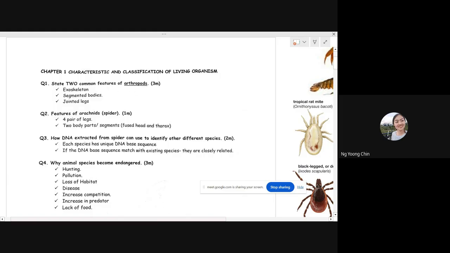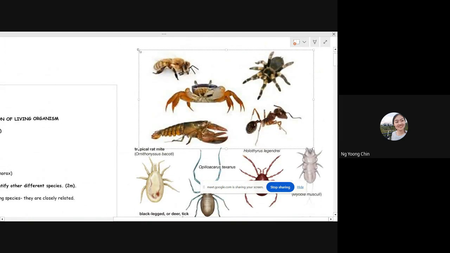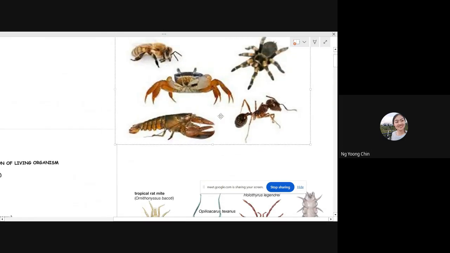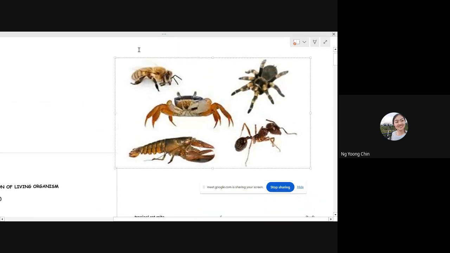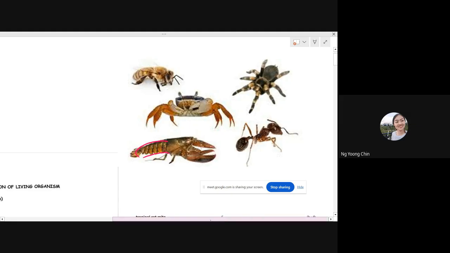Maybe sometimes the question will give you a picture like this. Sometimes they will give you a picture, but sometimes they will not. From this picture, what you can tell related to the characteristics of arthropods is that they have a very hard exoskeleton. You can see this is a very hard exoskeleton. So you can write that they have a hard exoskeleton, which is one of their characteristics.